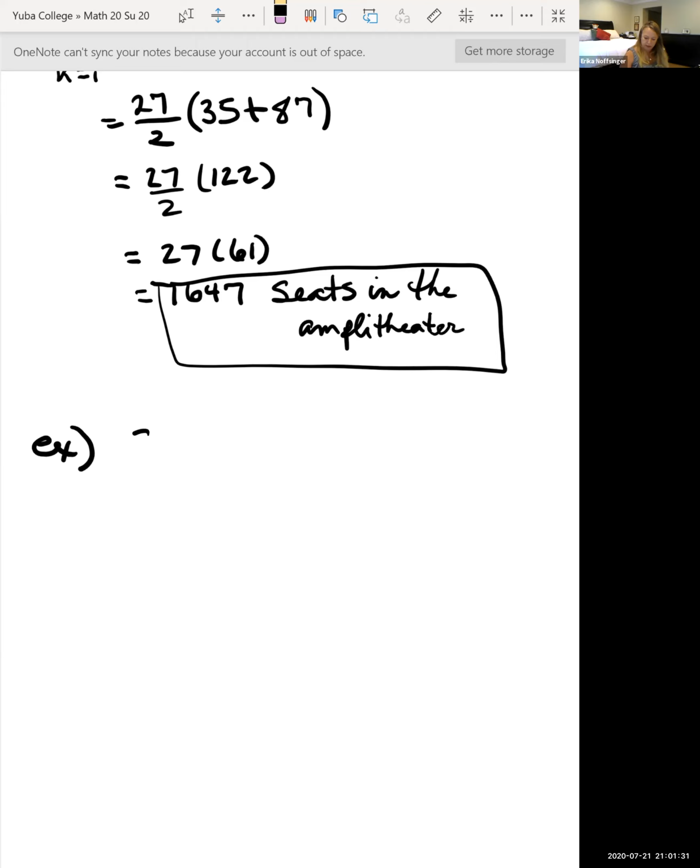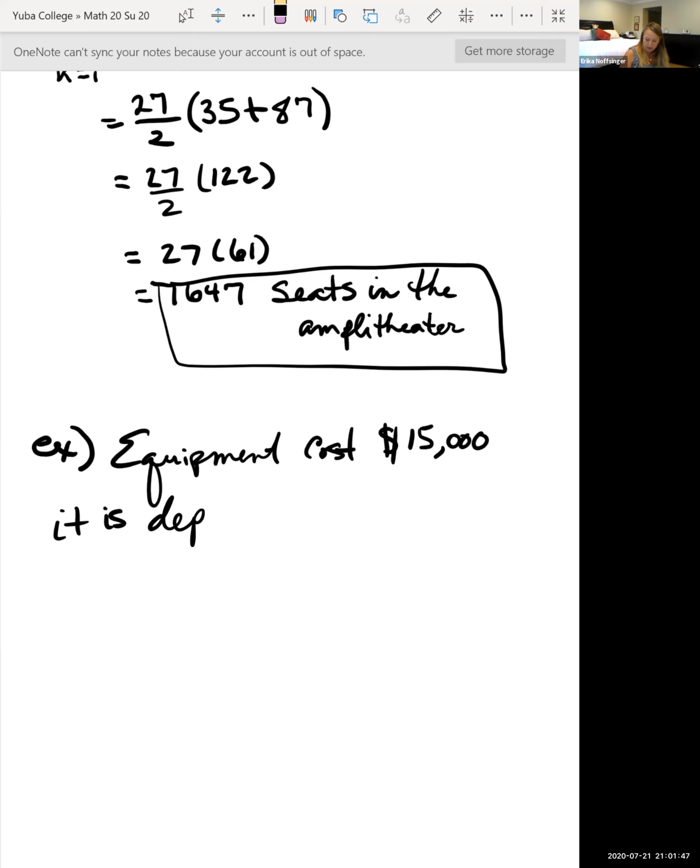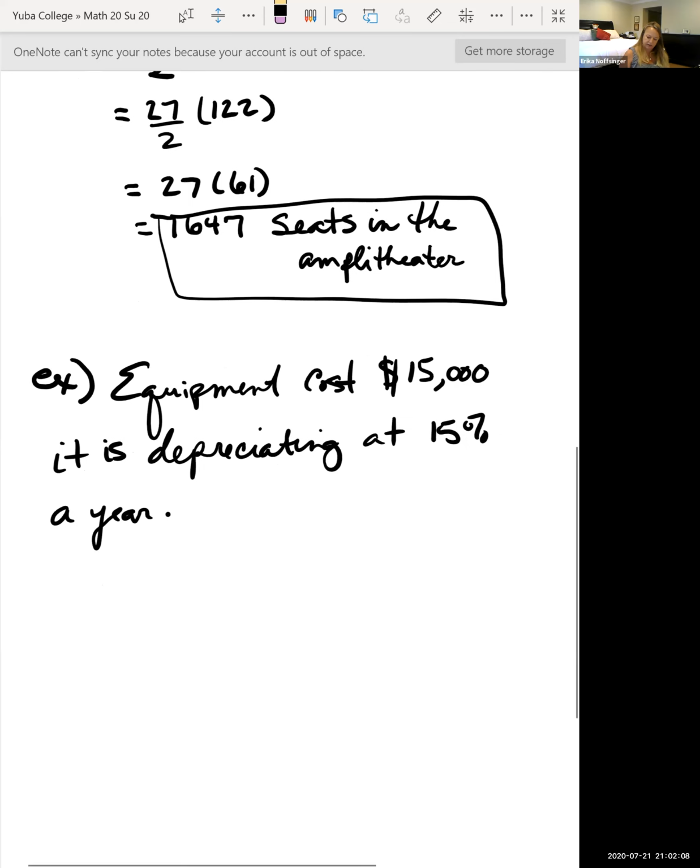Okay, so we have equipment. Costs $15,000. It is depreciating. We're saying at 15% a year. What value should the company give the equipment after 5 years?